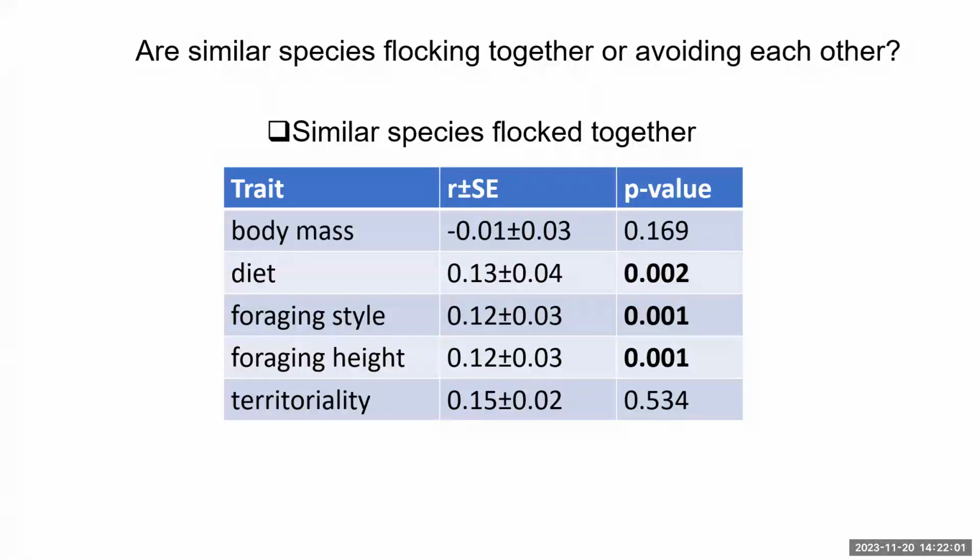In terms of whether species that are similar joined each other, or they avoided each other. So what we show here, for example, diet, foraging style being, are you chasing prey on treetops? Are you foraging in tree canopies? Are you foraging in cavities? Are you catching stuff in the air? So that's foraging style. And foraging height, where you are found most of the time.